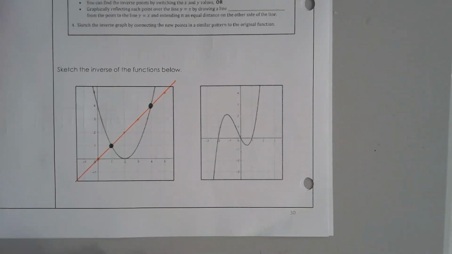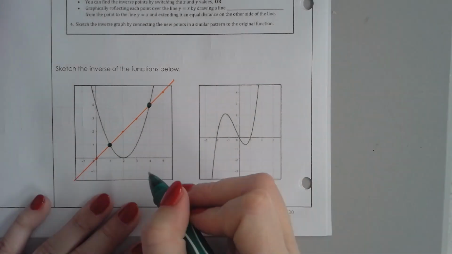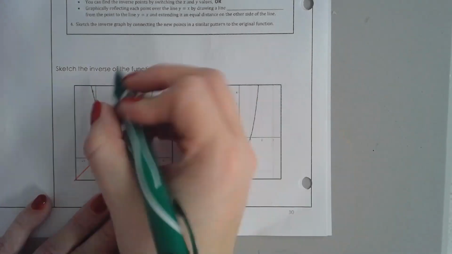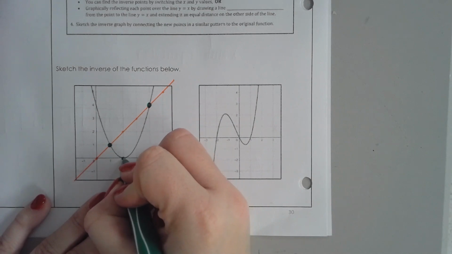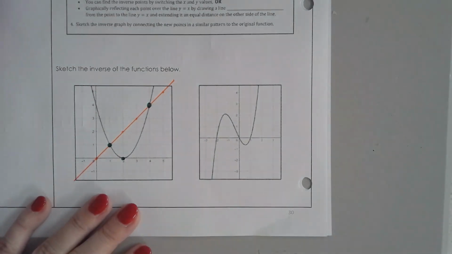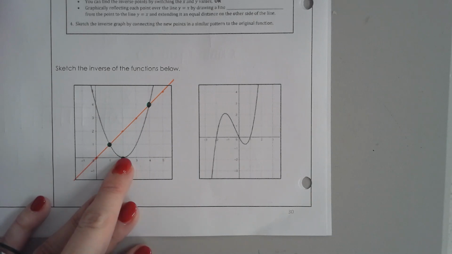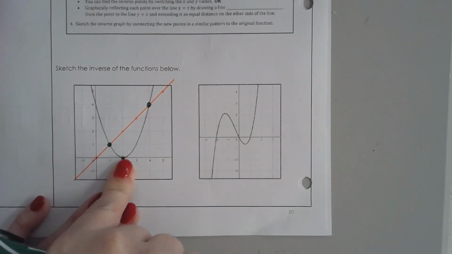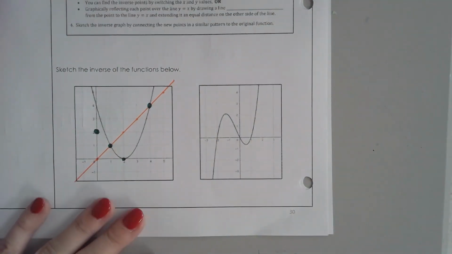Then the next thing you could do to help you get the inverse is find nice points that fall in the corner. For example, this one is the point (2, 0). Really, I shouldn't have drawn that point in. I should have just noted it. The point (2, 0) is on my original function. What would this point be on the inverse? (0, 2). You can tell that by just switching the x and y values.